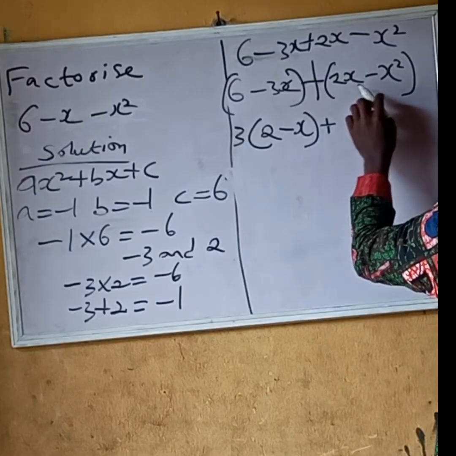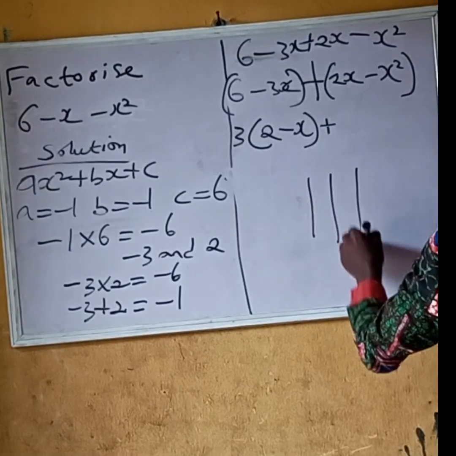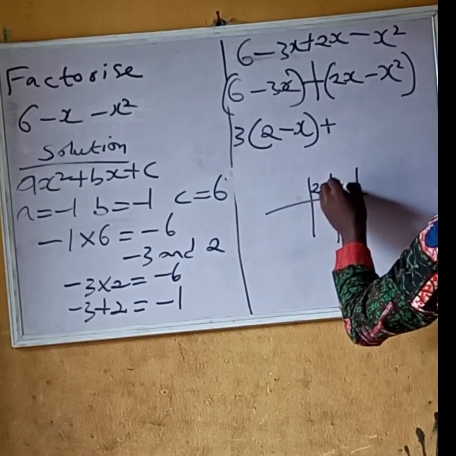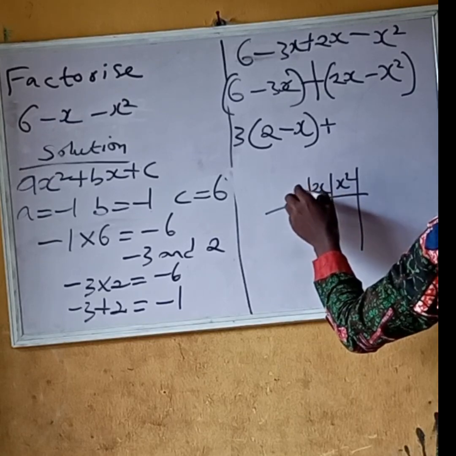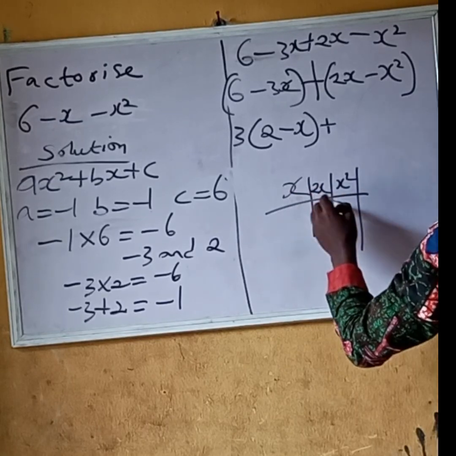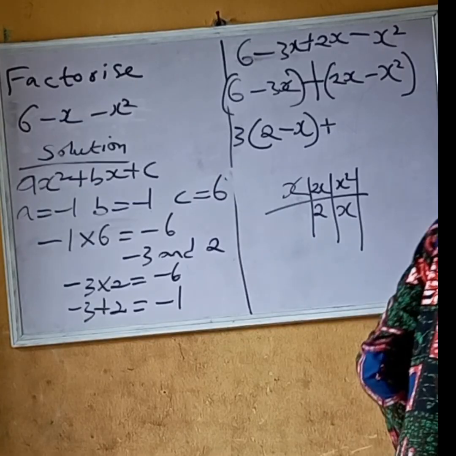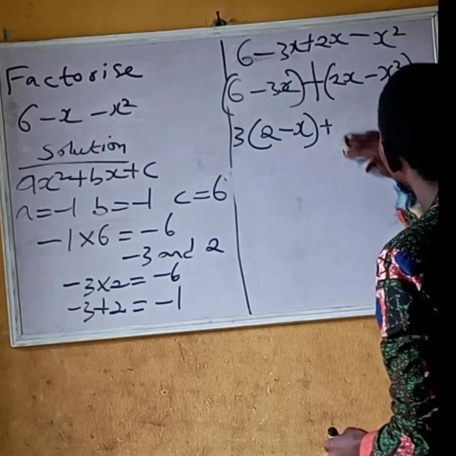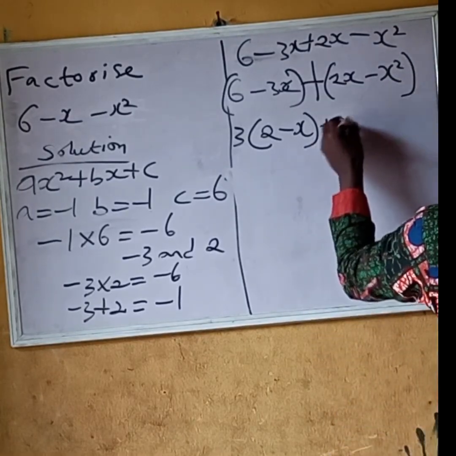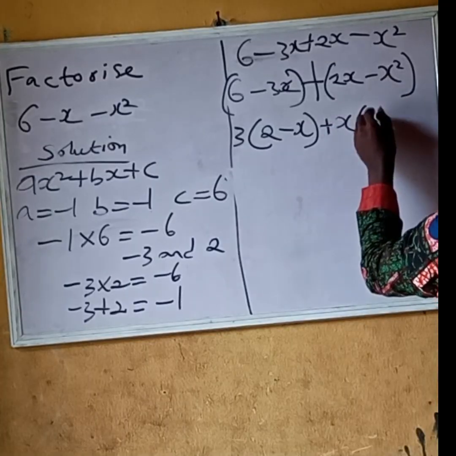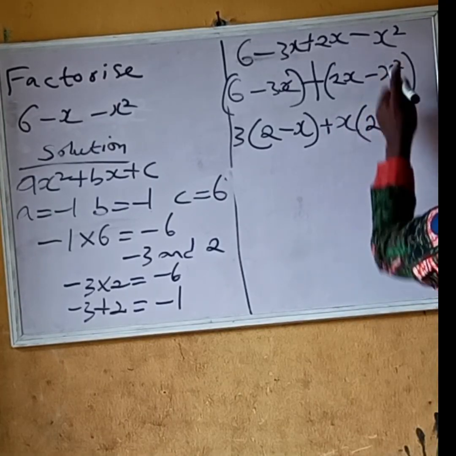So what is common? The HCF of 2x and x squared. What can divide these two things is x. x divided here is 2, here is x. Can anything divide this again? No. So the HCF is x. So x divided into 2x is 2, and minus x divided into x squared.